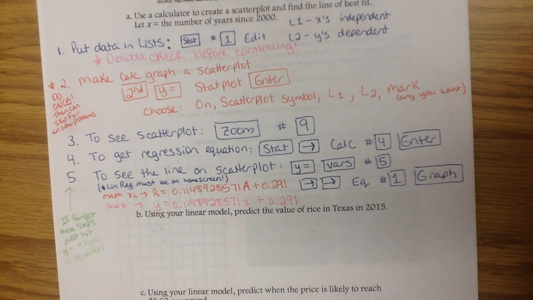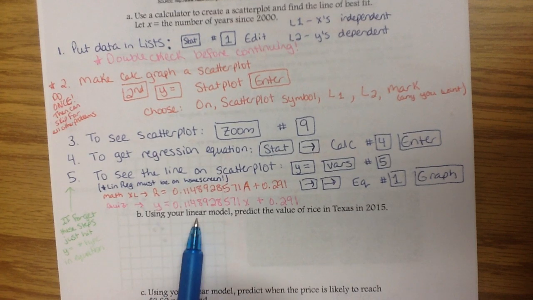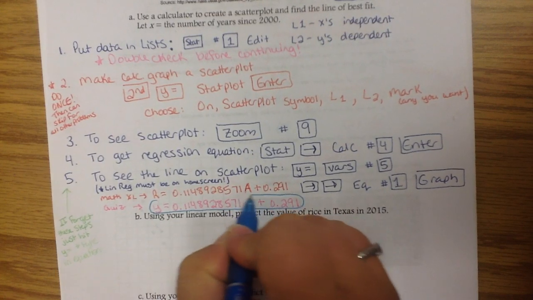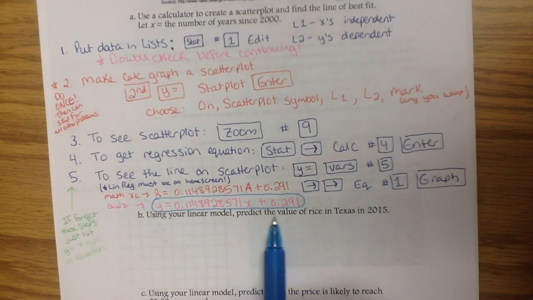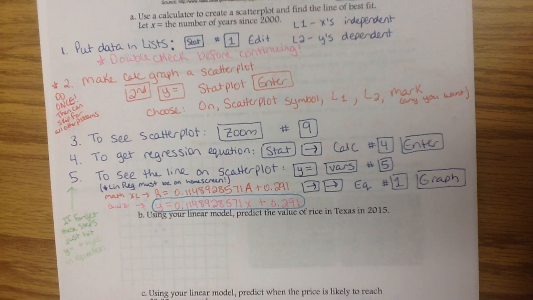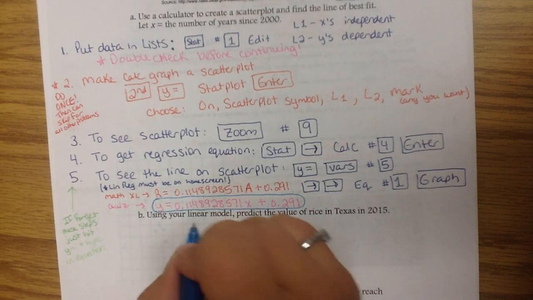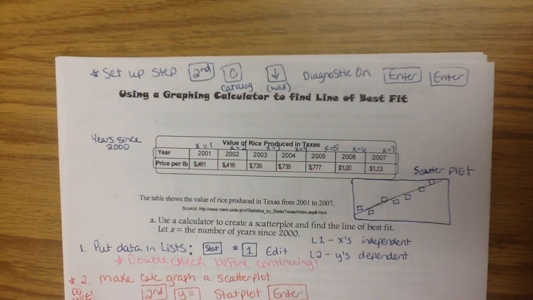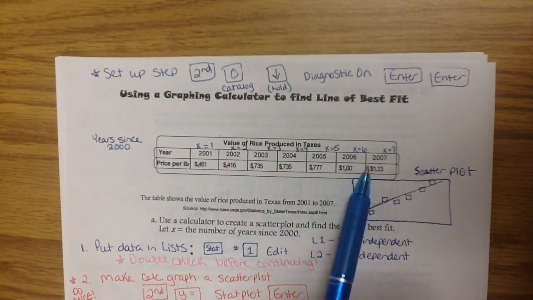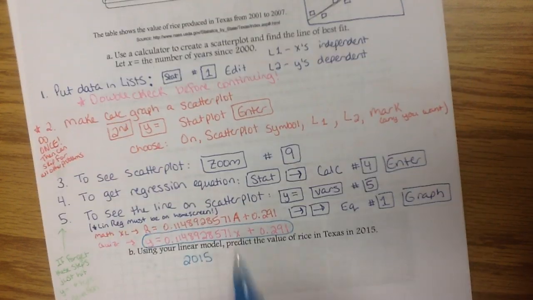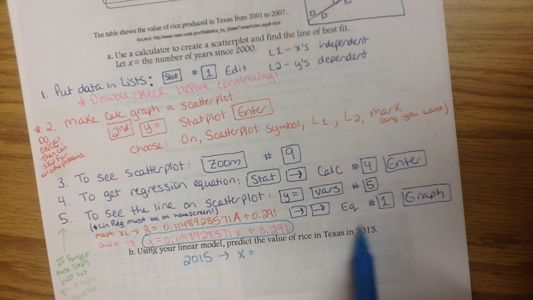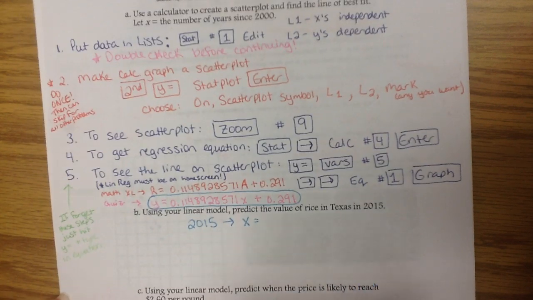Alright, now finally, on B, it says using your linear model, which is right here. This is our linear model, so that's what we're going to use. Predict the value of rice in Texas in 2015. Well, back in our chart, 2015 is a year, so that would be an X. But remember we're not using the entire year, we're just using the years since 2000. So X is going to equal 15.